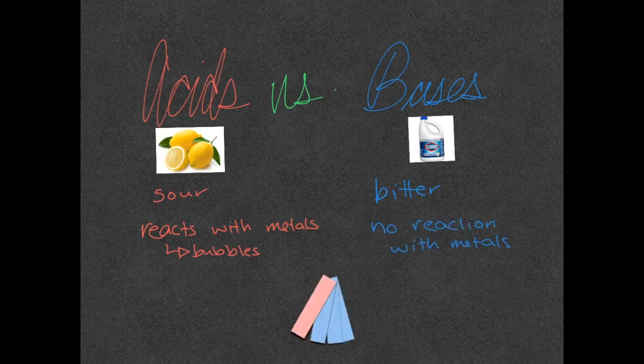Another difference is how they react with litmus paper. Hopefully you've had a chance to use them before, but there's a red one and a blue one. If you put both of them into acids, they will both turn red. If you put the red and the blue litmus paper inside of bases, then they'll both turn blue.